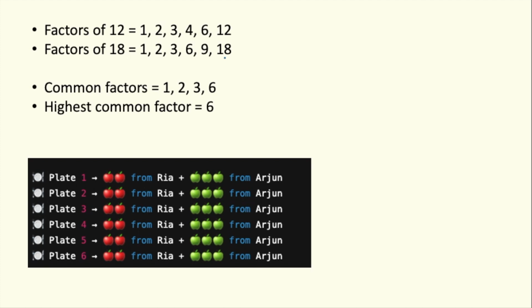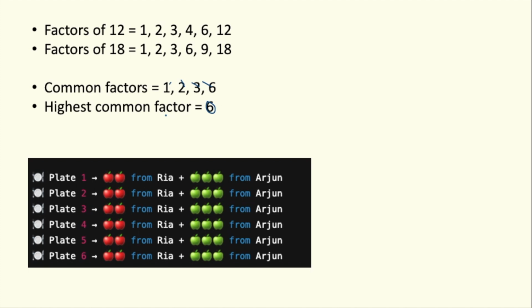Among those, the common factors, what are those? 1, 2, 3 and 6. And the highest out of these is 6. And 6 is the HCF between 12 and 18. This means that we can make a maximum of 6 plates with the quantity that Riya and Arjun have. So Riya and Arjun can make 6 plates.